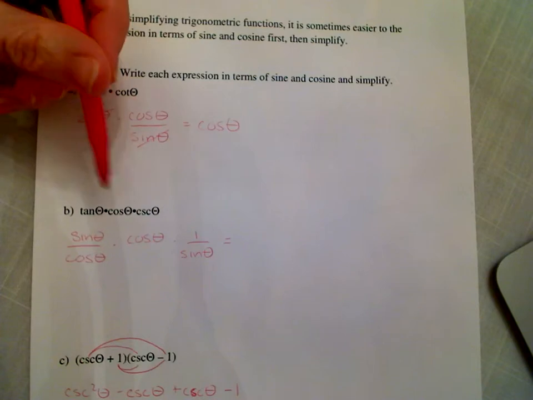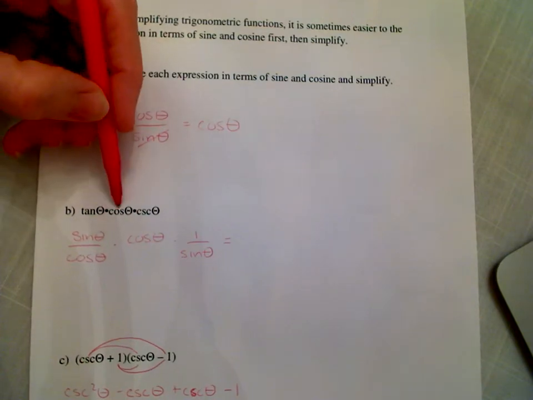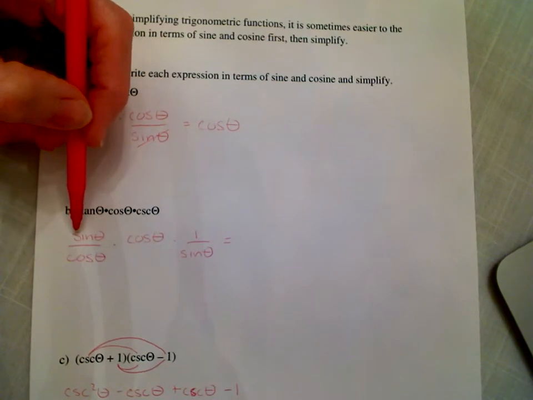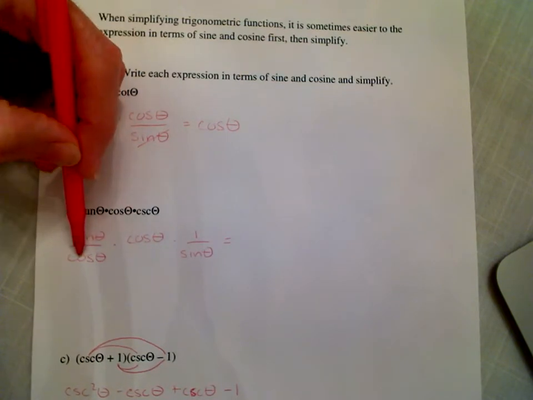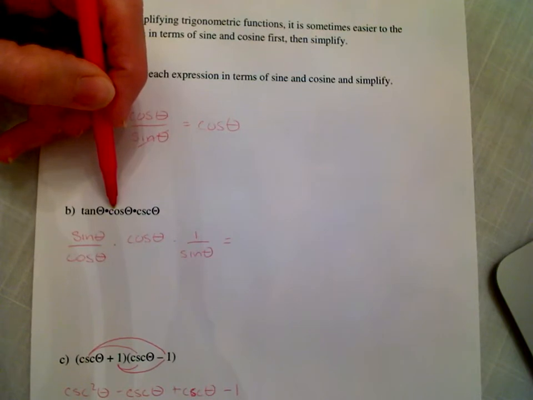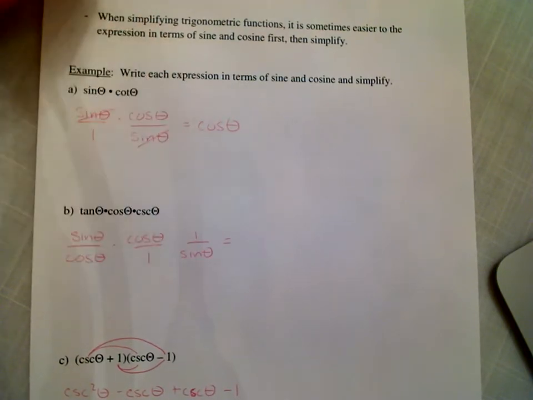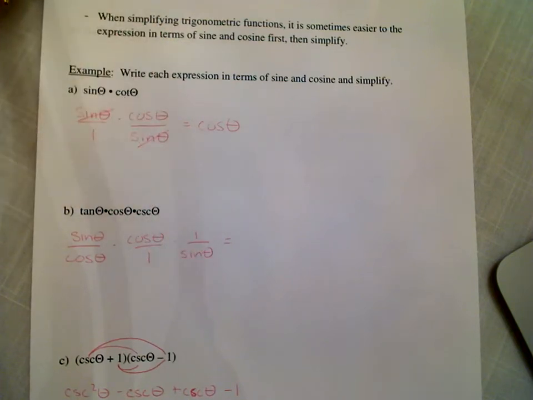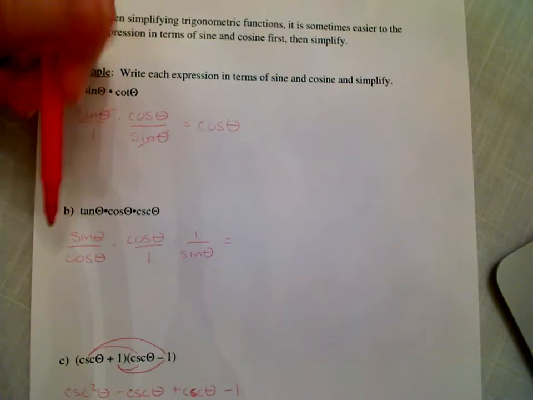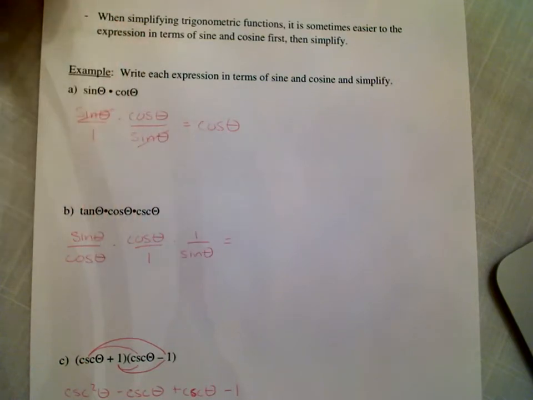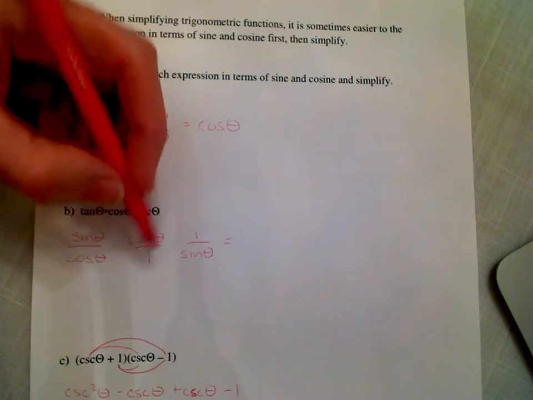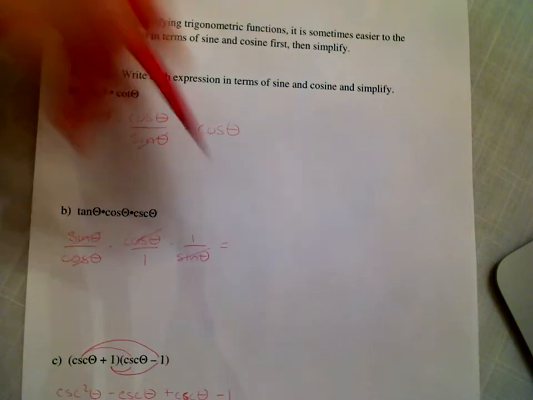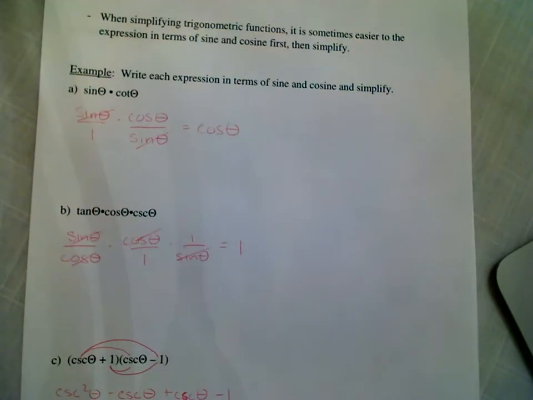Another example, if you look at example B, tangent times cosine times cosecant. The tangent I would rewrite as sine over cosine using our quotient identity. Cosine is already a basic building block, so I'm going to leave it alone. However, if you do want to put it over 1, that's fine. And then cosecant, I can use my reciprocal identity to rewrite as 1 over sine. Again, after you've rewritten in terms of sine and cosine, you can cross cancel the sines and the cosines, and this expression has a value of 1.